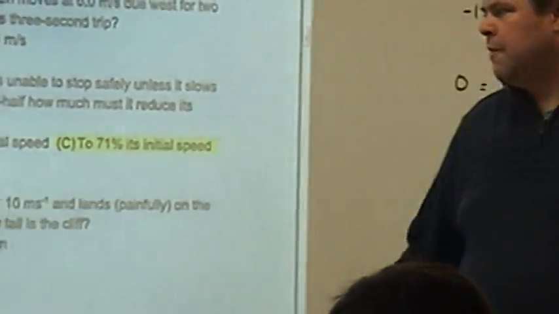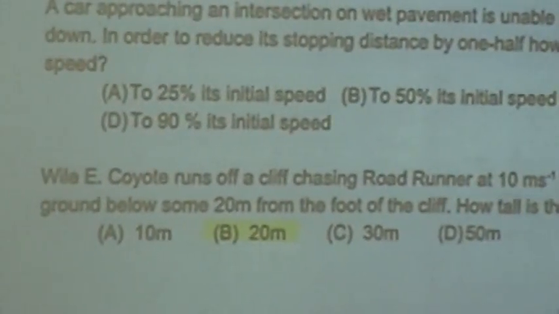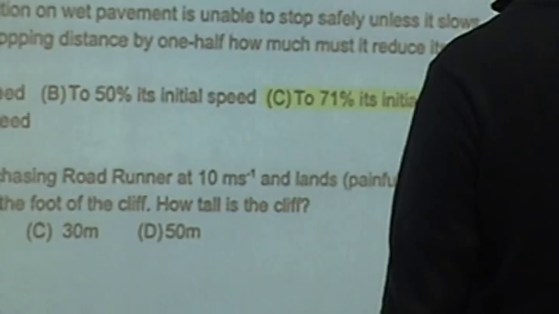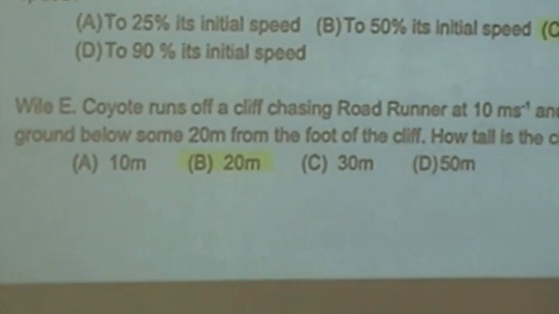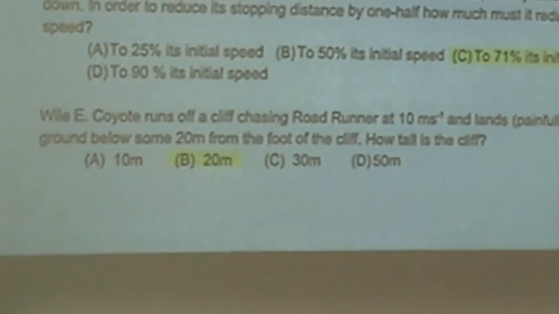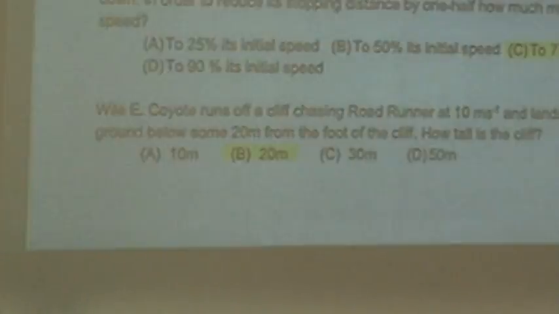Wile E. Coyote runs off a cliff chasing Roadrunner at 10 meters per second. When you see meters and then seconds to the -1, that's the same thing as saying 10 meters per second. It's just on the bottom. That's a velocity. Lands on the ground below, 20 meters from, it just went dark. That's how bad it went.